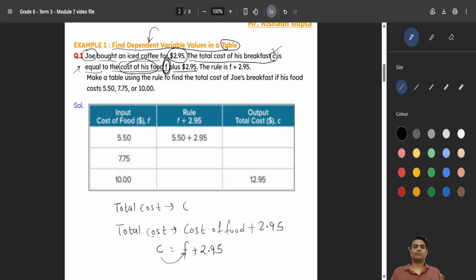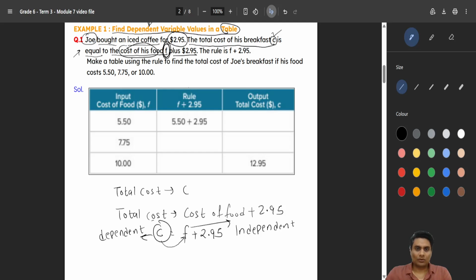How much food will you buy? You will buy the food according to the hunger. If you are more hungry, you will order more food. If you are less hungry, you will order less food. But it does not depend on the total cost, right? So the cost of the food is independent. And the total cost, the final bill of the food, is dependent.